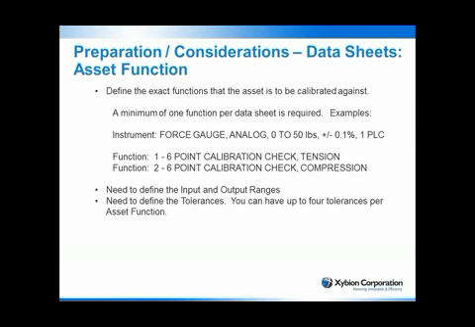We do give an example here on the screen. For example, if the instrument is a gauge, so right here we have the instrument and it's a gauge with its input and output. The function in this case, we would have one function check for doing tension and another function check for compression. So there'd be two different asset functions that this data sheet will be performing. And then there's some other requirements as far as the input and output, and the data sheet will also allow you to define the tolerances. And as an out-of-the-box feature, there's up to 4 tolerances per function that Maximo allows you to do.